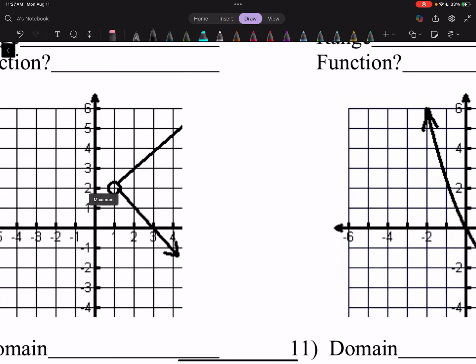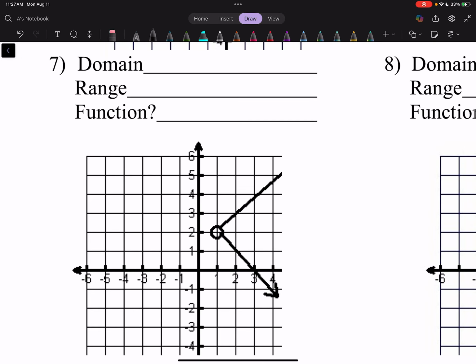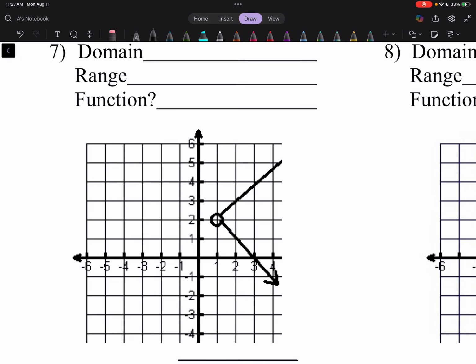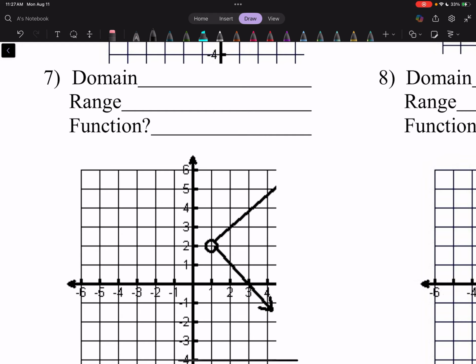Seven is a fun one, so let's do it. My domain. I'm going to say that x will be greater than positive 1, because that is the beginning of my line. If I were to trace this over, it touches 2 points, anywhere after 1 actually. So I want to say it is not a function.